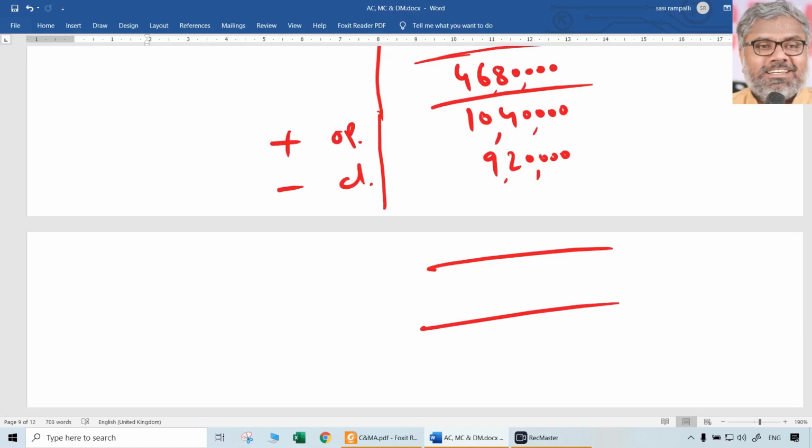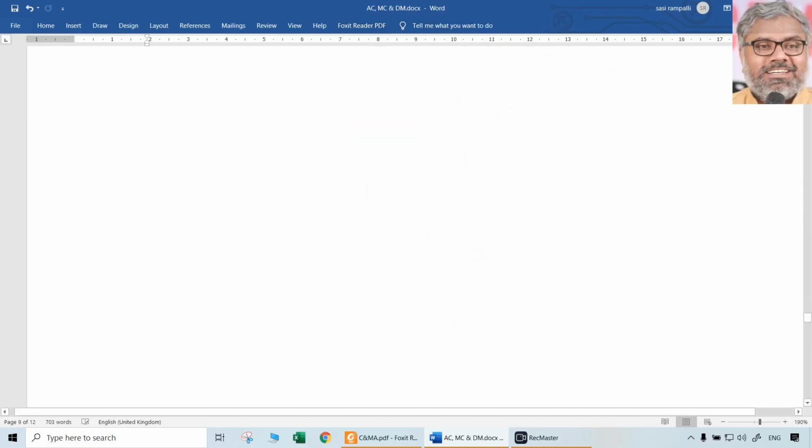So 46,80,000 plus 10,40,000 minus 9,20,000. So 48 lakhs is that. Of course, that is before administration costs being added.